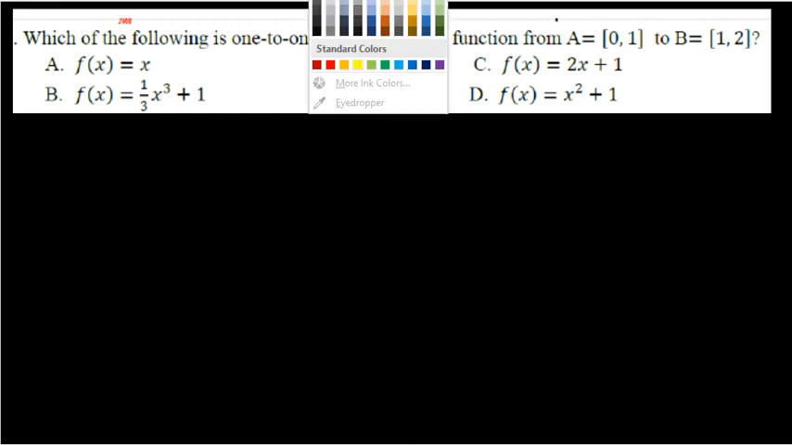The next question: which one of the following is a one-to-one correspondence function? One-to-one correspondence means it has to be both one-to-one and onto. Everything you see here as the domain, these are the pre-images and these are the images. So everything in the domain has to have a unique outcome here, and everything in the image should have a pre-image. Okay, let us check that.